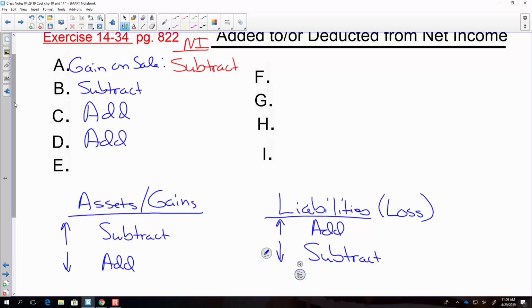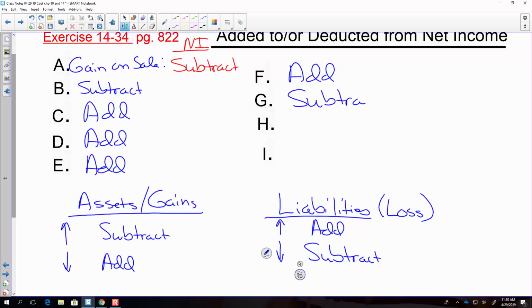Liz, increase in accounts payable. Excellent. Think about it again. Accounts payable is going up. Am I spending cash? Nope. It's on credit, right? So that's good. So add it back. Uncollectible account expense, Teresa. Add. Good. Kershaw, decrease in wages payable. Subtract. Yep.